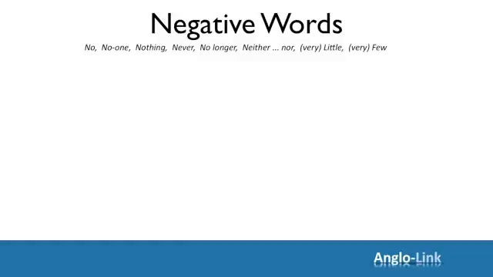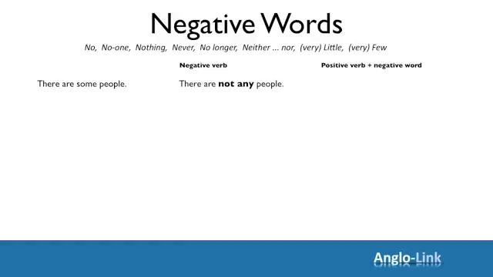Let's contrast them with negative sentences as you have just reviewed. So, we have a sentence here, there are some people. Let's change that into a negative sentence. First, there are not any people. And now replace not any with a negative word, like no. There are no people. That's right. So you have two ways of making the sentence negative.